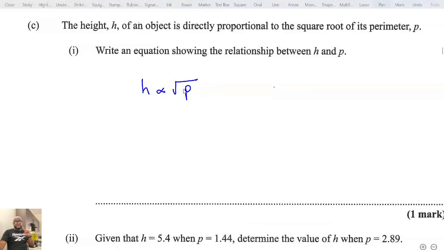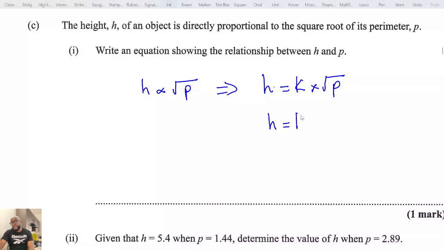It's not inversely related. If it was an inverse relation, it'd be 1 over the square root of P. So watch it. This implies that the formula would be h is equal to some constant k, always some constant k multiplied by the square root of P. The whole mission here is to show this equation. I don't need to put the multiplication sign because multiplication is understood. This is the formula.